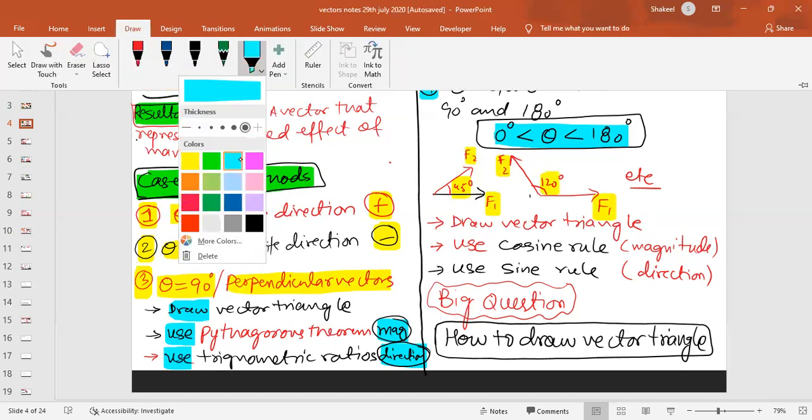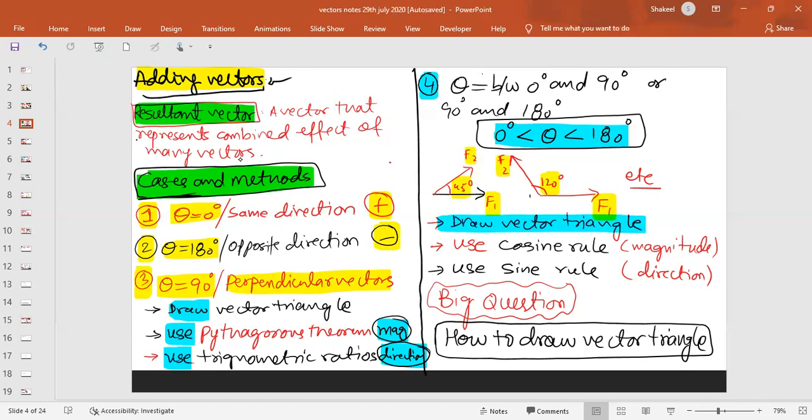The first one is you have to draw the vector triangle. Then you have to use cosine rule for finding the magnitude, and you have to use sine rule for finding the direction of the vector. I hope you are aware of sine rule and cosine rule.